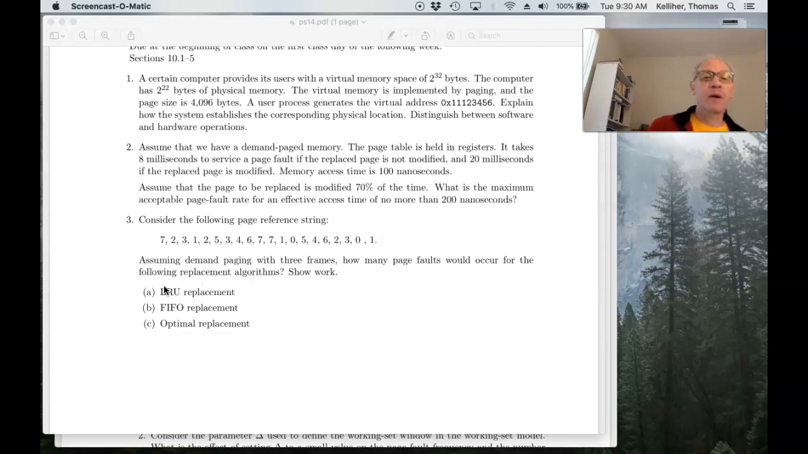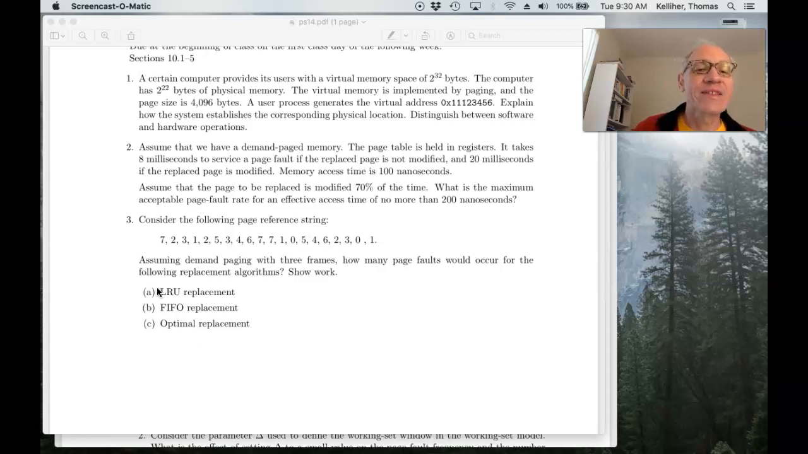Okay, in this problem, we have a process that's accessing these pages. It has 3 frames to work with. They're initially all empty. And you're asked to compute the page fault rate for each of these 3 algorithms.